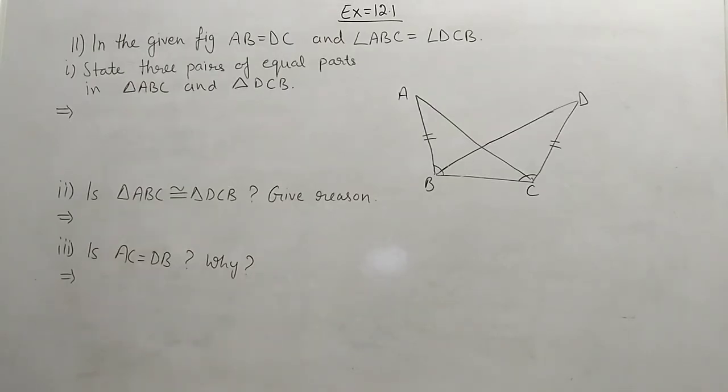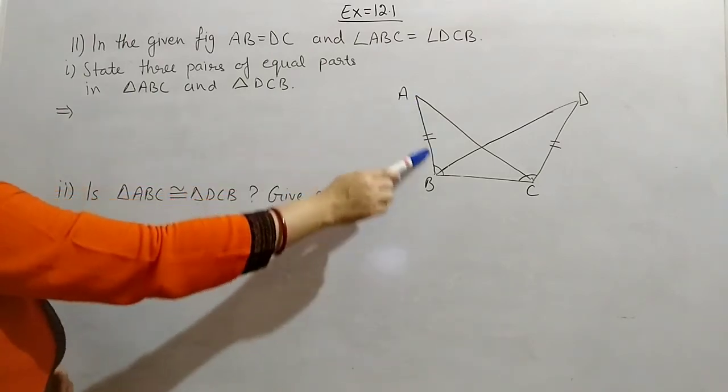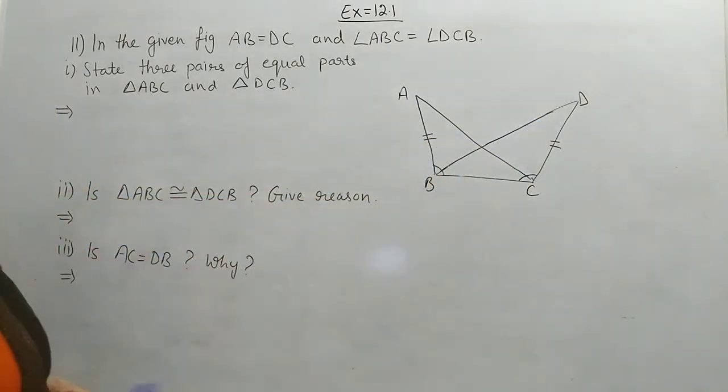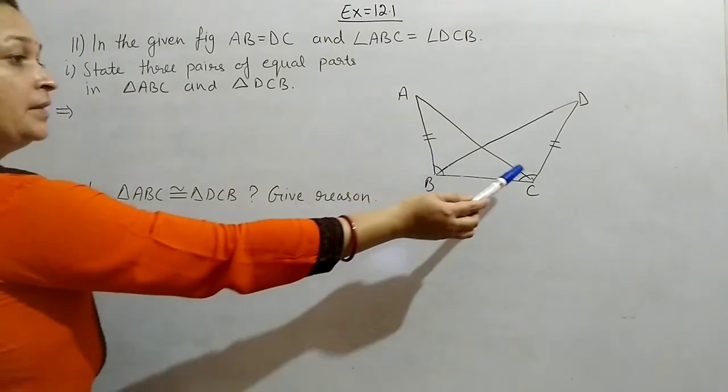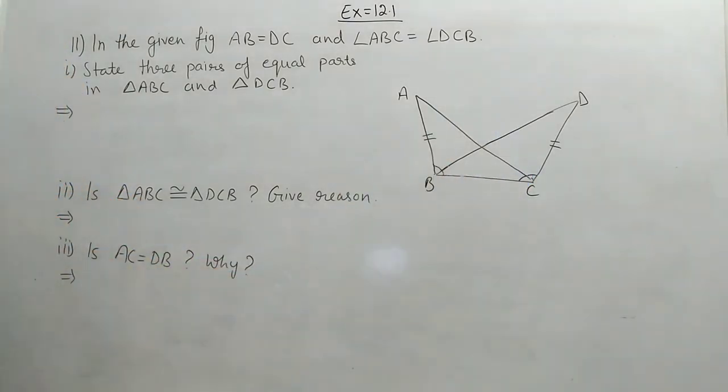Next, question number 11. In the given figure, AB is equal to DC. This side is equal to that side. And angle ABC, means this whole angle, is equal to angle DCB, equal to this angle. Now, first part we have to state three pairs of equal parts in triangle ABC and triangle DCB. So in both the triangles we have to compare and tell which parts are equal to which part.